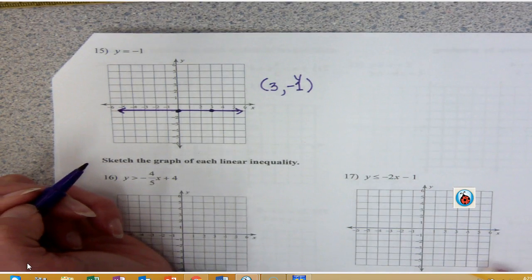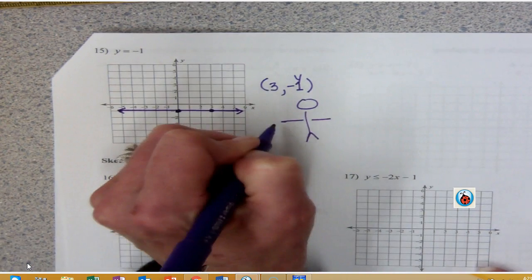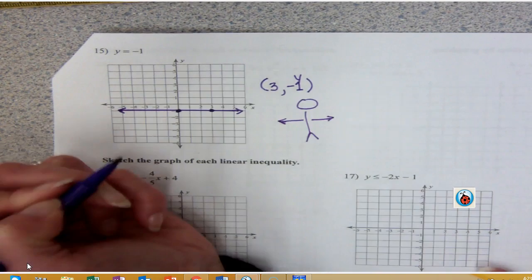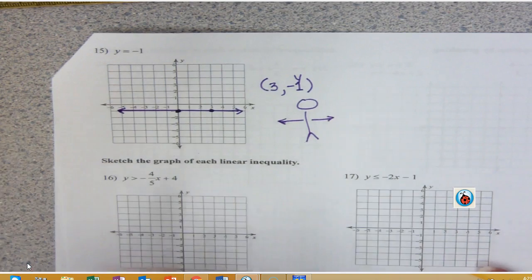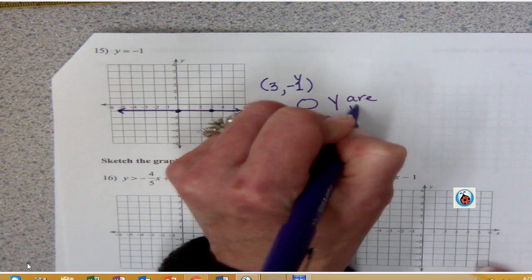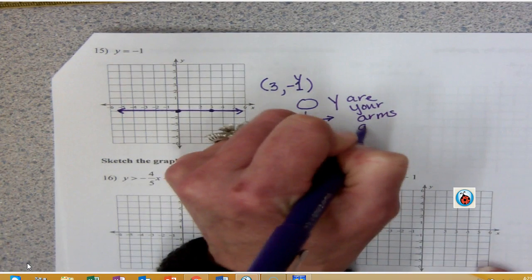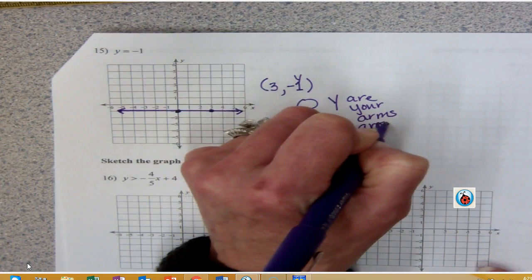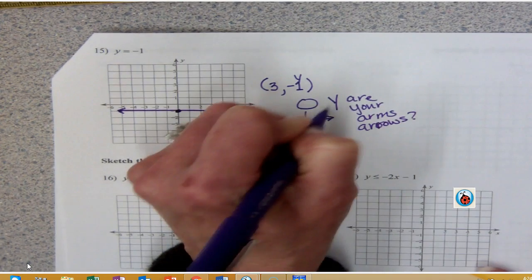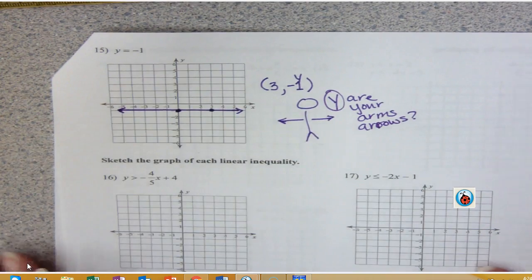And remember, when your arms are stretched out, why are your arms stretched out like that? Okay. That's what y equals.